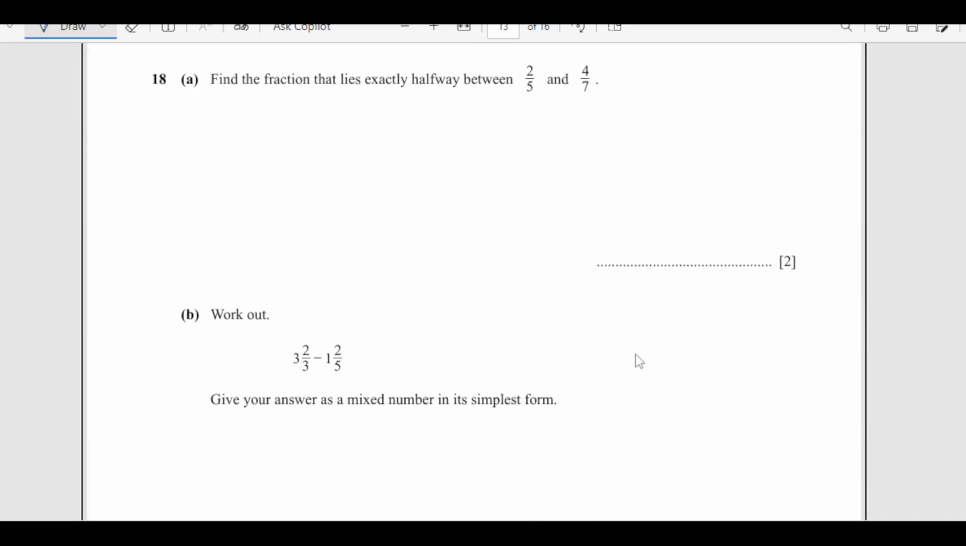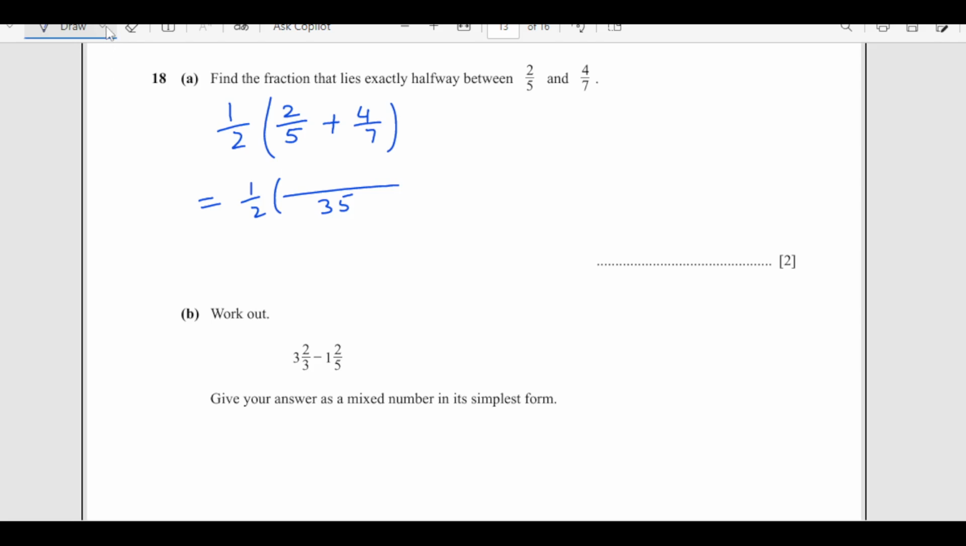Number 18, find the fraction that is exactly halfway. So we are going to do half of this. It is like 2 over 5 plus 4 over 7, right? And half of this, we are just going to multiply by half over here. So this is half, and then if you take the LCM, this is 35. So multiply here by 7.